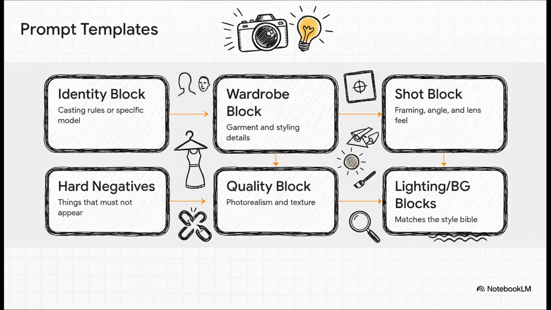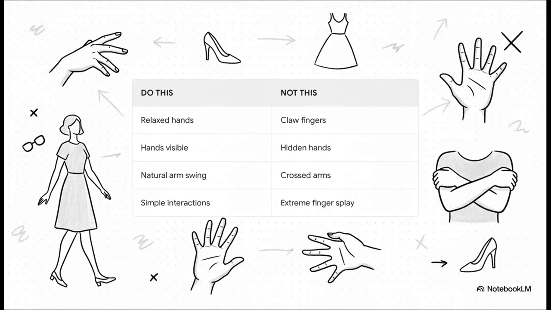No, that's not going to work. You need a template, a structured prompt with different blocks for identity, for wardrobe, for the shot type, lighting, and quality. That way, you're only changing a few little variables for each product, and the core brand identity stays completely locked in. Now, we have to talk about the number one thing that just screams AI generated: the hands.